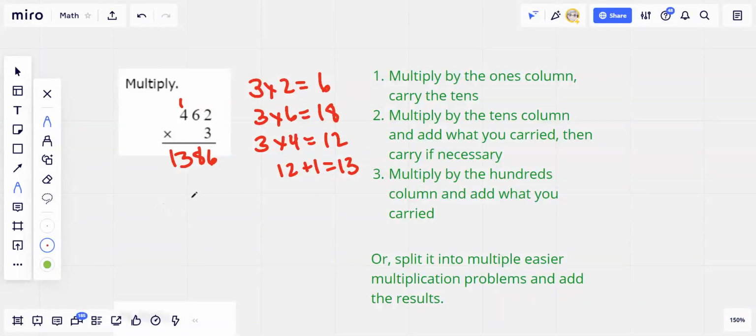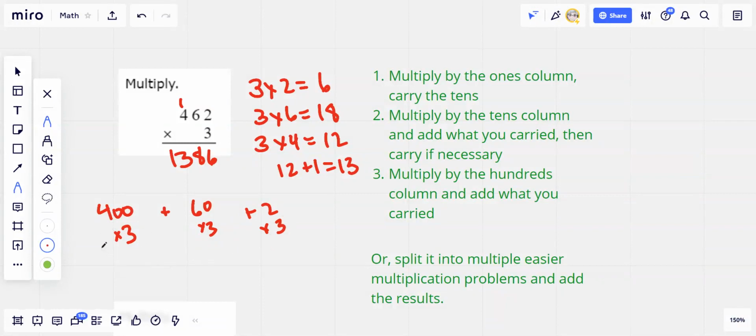Now, the other way to do this you might find is a little bit easier, especially if you start practicing doing this in your head, you can get pretty quick at it. So we're going to think of 462 as 400 plus 60 plus 2, and we're going to multiply each of those parts by 3 and then try to add them back together.